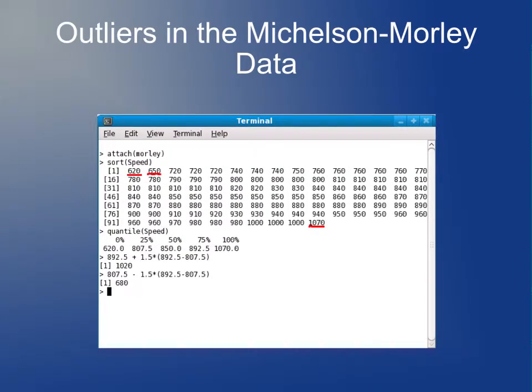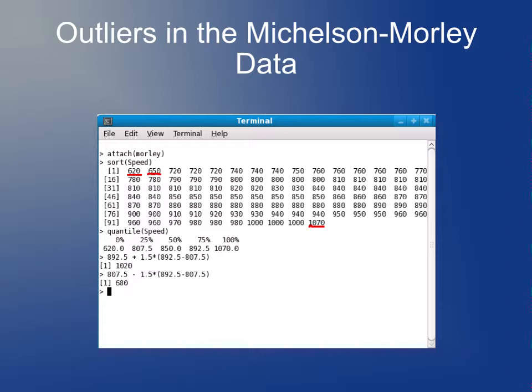Now we'll go to the Michelson-Morley data. This data set, as I said, is built into R. The name of the data set is Morley. So if I were going to apply that procedure to the Michelson-Morley data, I would sort it from smallest to largest and then calculate the quantiles.